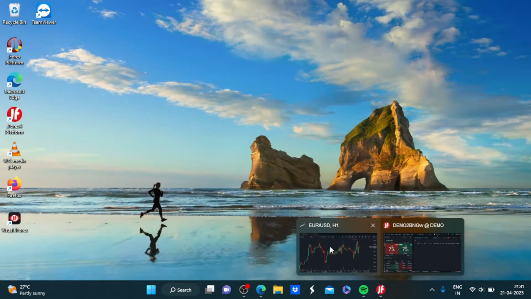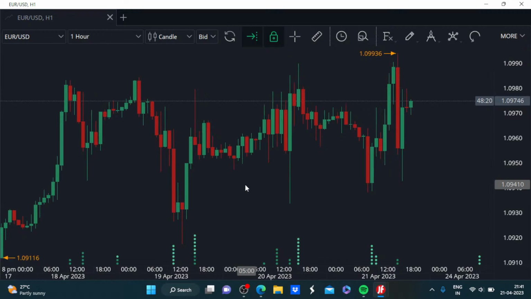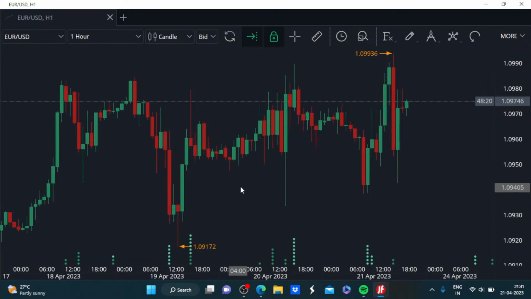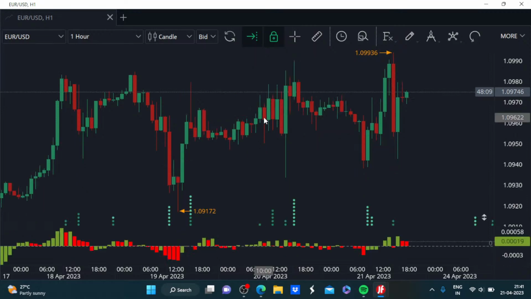So let us now head to the JForex 4. This is the EUR/USD chart with each candle period defined as hourly. Let me add the indicator. Here it comes. This is very simple to understand.